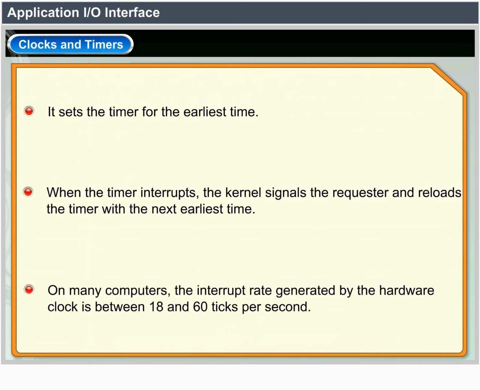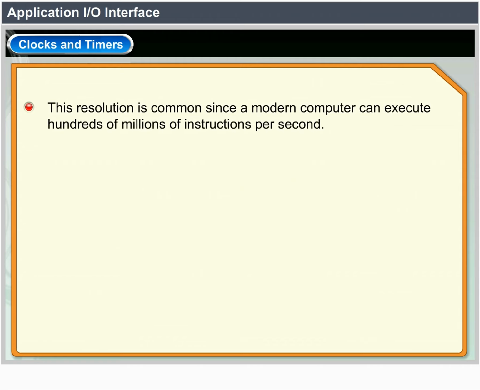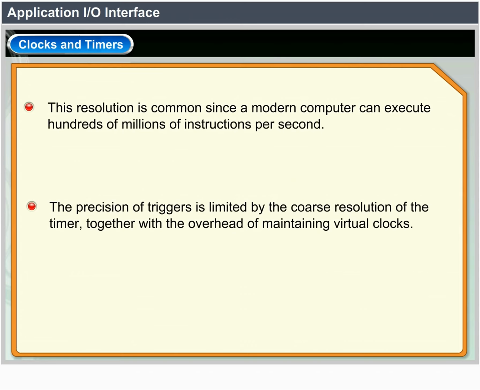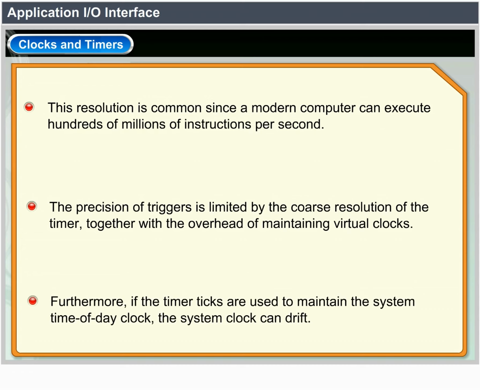On many computers, the interrupt rate generated by the hardware clock is between 18 and 60 ticks per second. This resolution is coarse, since a modern computer can execute hundreds of millions of instructions per second. The precision of triggers is limited by the coarse resolution of the timer together with the overhead of maintaining virtual clocks. Furthermore, if the timer ticks are used to maintain the system time of day clock, the system clock can drift.